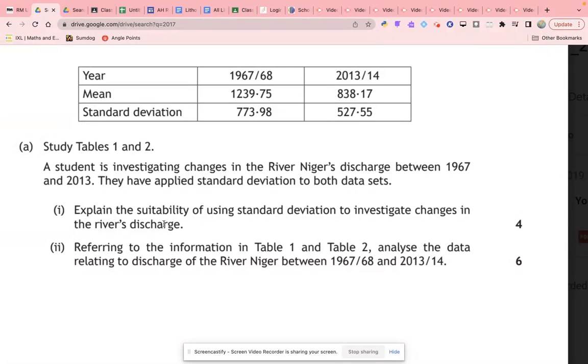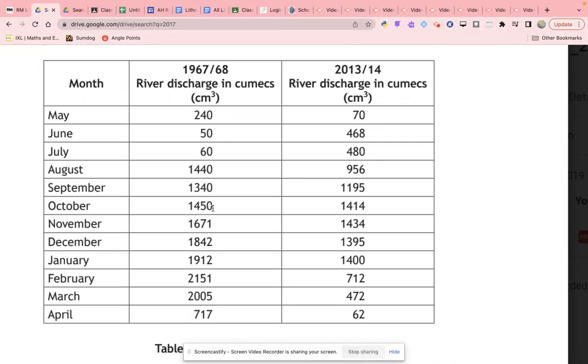So in this case, we were asked to explain the suitability of using standard deviation to investigate the changes in the river's discharge. And we can see we've been given the river's discharge variations across 1 year from 67, 68. And we're also given the data for 2013, 2014. And we can see that we have quite different monthly totals in discharge across the years. We can definitely see there are peaks, but the peaks in 1967, 68 were much higher than the peaks in 2013, 14, which suggests there's been a change in rainfall pattern.